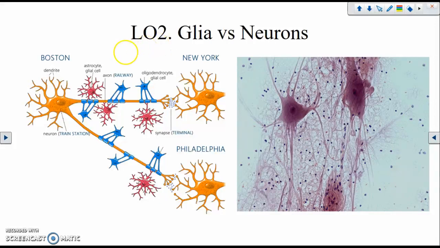All right. This is a very simplistic lecture, but again, know the three main functions of the nervous system. Know the structural divisions, and definitely know the functional divisions of the nervous system.